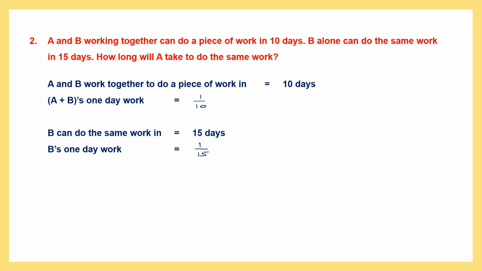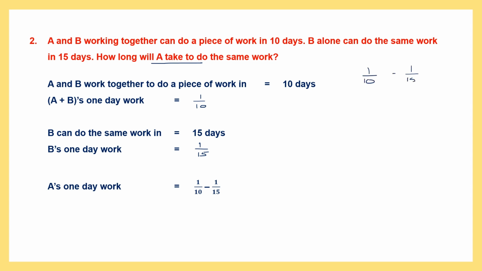Now we have to find how long will A take to do the work. Now together they take 1 by 10 and B alone will take 1 by 15. So if you take away B's work from the work together, you will find how long A will take. Okay, so together they take 1 by 10. Now 1 day's work for B is 1 by 15. If you minus these two, you will know how many days A will take. So to find A's 1 day's work, we have to subtract 1 by 10 minus 1 by 15. So let's do that here. So 1 by 10 minus 1 by 15.